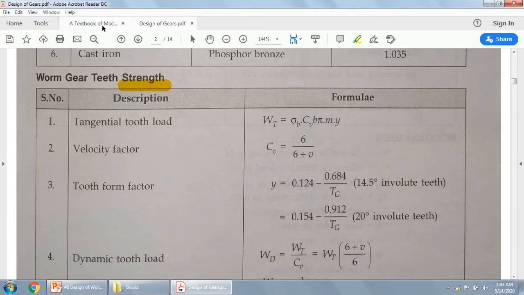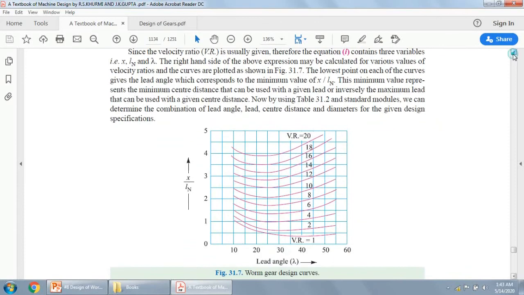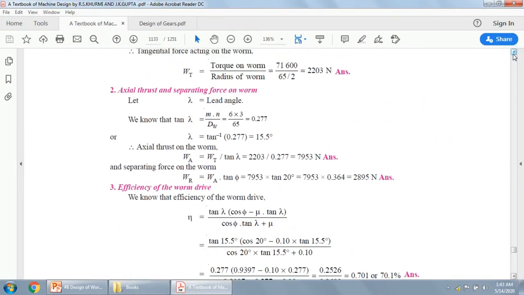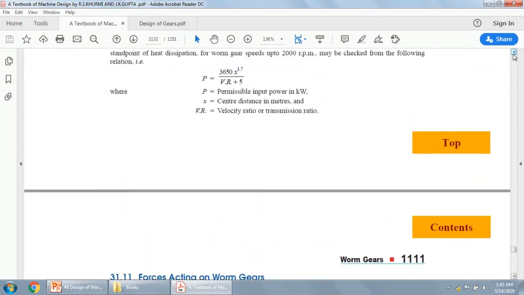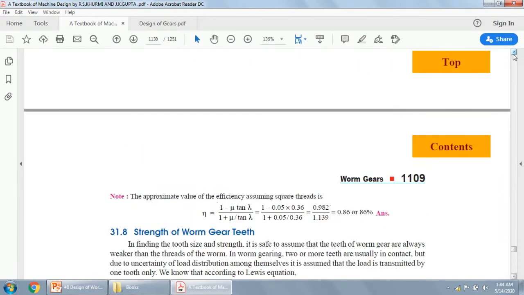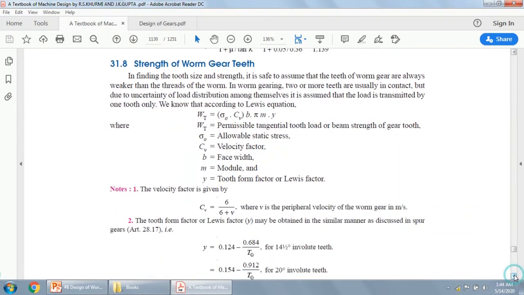Now we will proceed for the design of worm and design of worm gear. In case of design of worm gear and worm, first we will calculate the strength of the worm gear teeth.